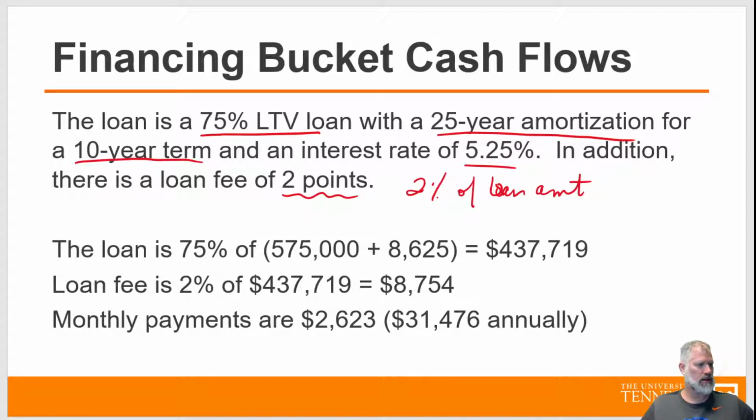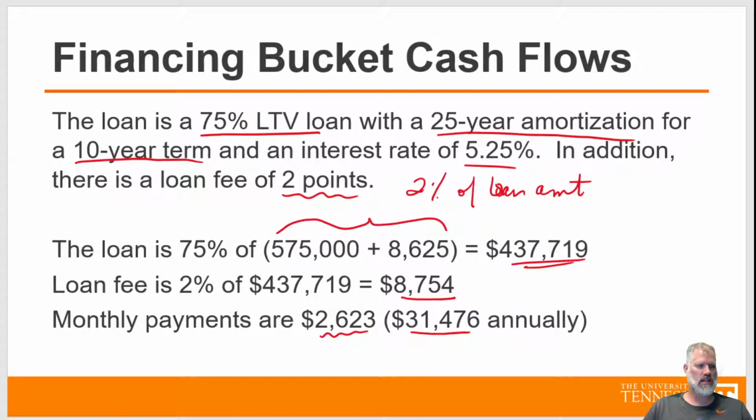But for now, the loan amount is going to be 75% of our gross purchase price. That's frequently the way bank loans will work. They will finance part of those additional costs that you're paying. So our total purchase price is that $583,625. 75% of that gives us a total loan amount of this. If we pay a loan fee of 2% of our loan amount, we're going to be paying a loan fee of $87.54. And if you do the math on the monthly payments required, it would come out to $26.23 per month or $31,746 per year.